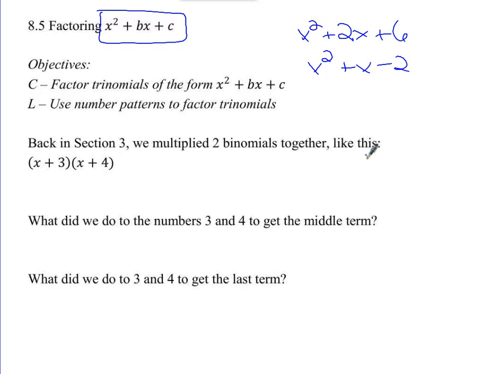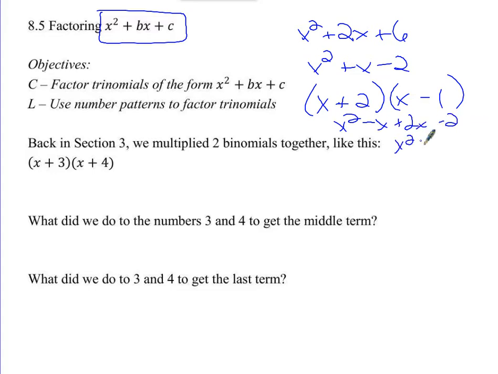That's our whole goal, to be able to factor, to be able to undo the FOIL that got us to here. So we'll wind up with an answer that looks like a FOIL problem. And the answer on this one would actually be plus 2 and negative 1. If I FOIL that back out, I get x squared minus x plus 2x minus 2. And then I combine like terms, x squared plus x minus 2. Exactly what I started with.